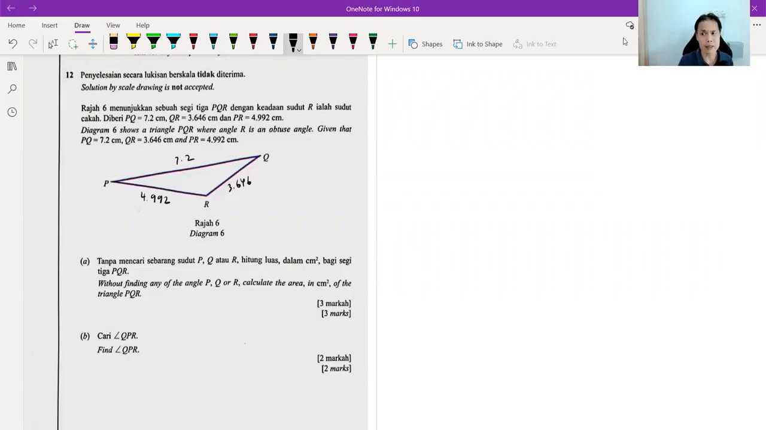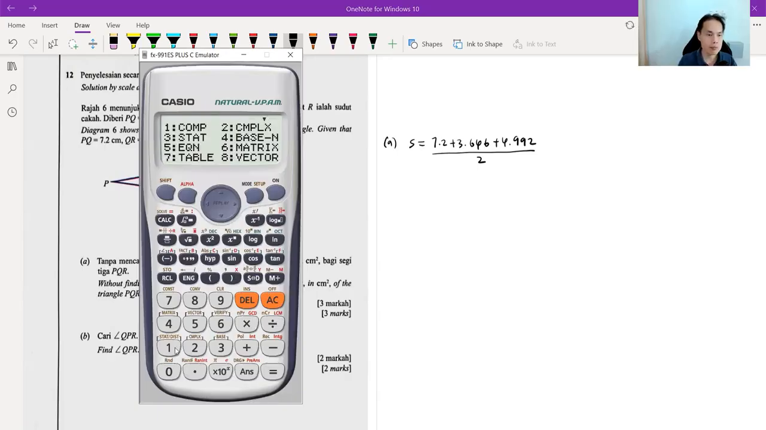So when they say without finding any angle, we know we can use Heron's law. We have to use Heron's law directly. Some people may use cosine rule to find the angle first, and then use half ab sine C. But that would be wrong in this question because the question says without finding the angle first. Okay, so I'm going to start off here. Heron's law works like this. We first take the semi-perimeter. That means we take the length of all three sides, add them up, 7.2, 3.646, and 4.992, divide by 2. It's basically perimeter divided by 2. That's why I call it a semi-perimeter.